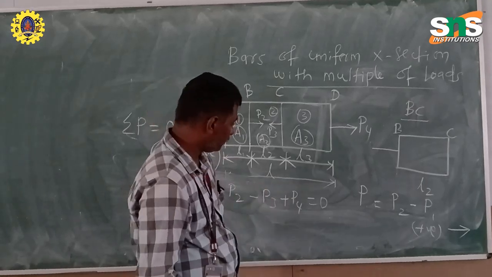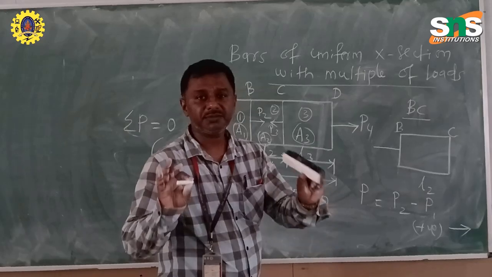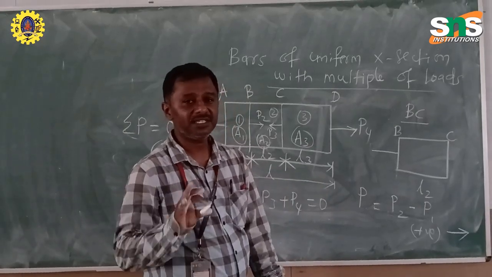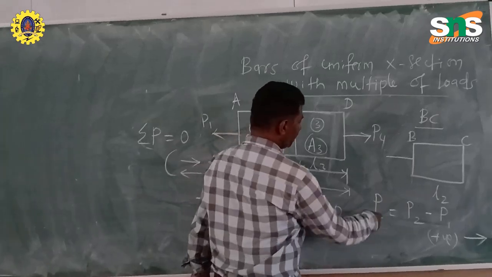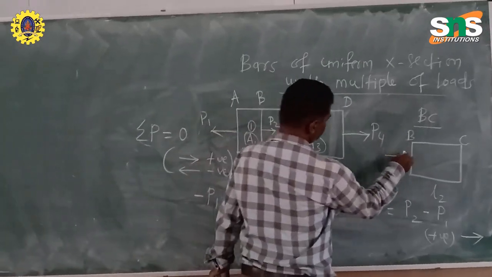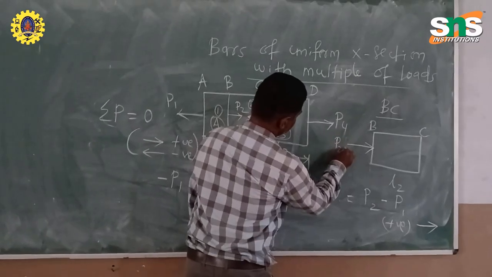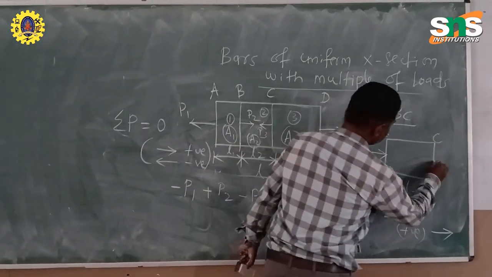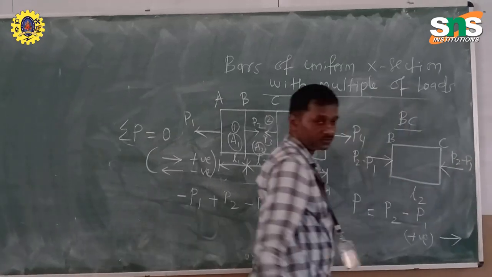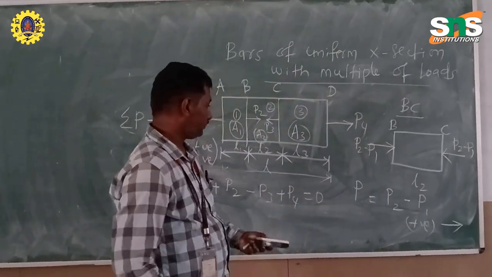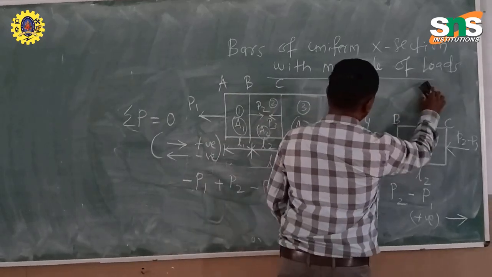Now let's check. I am taking P2 minus P1 as positive. What happens? After point B only I am taking it, so it goes towards the right side. This is P2 minus P1. So it is the same value in the opposite direction, P2 minus P1. Then you can move on to another section called C.